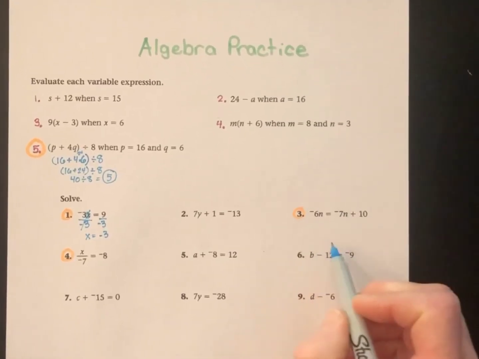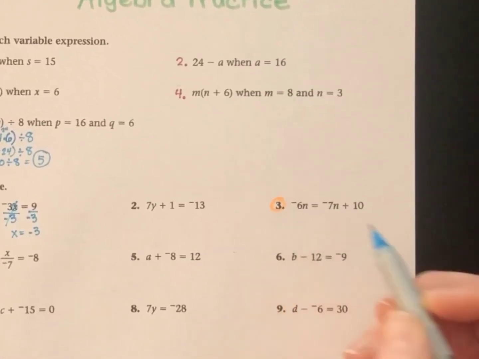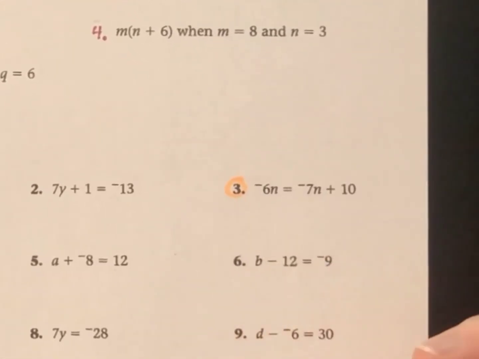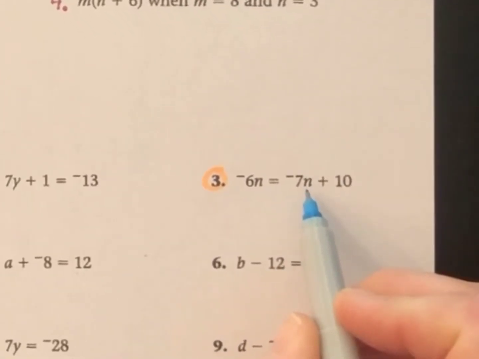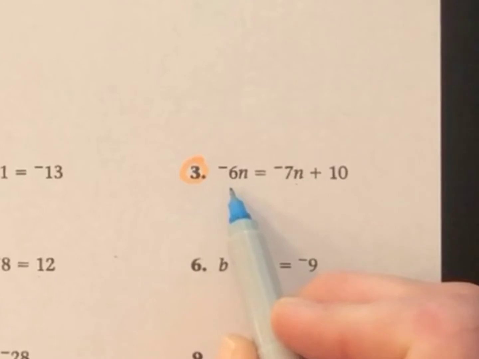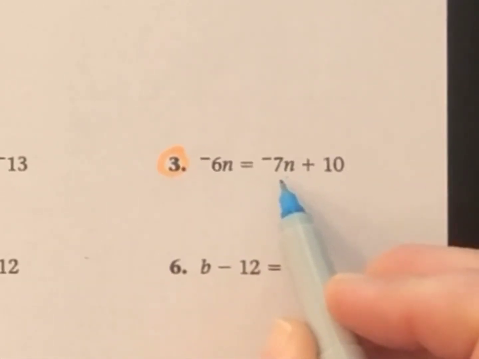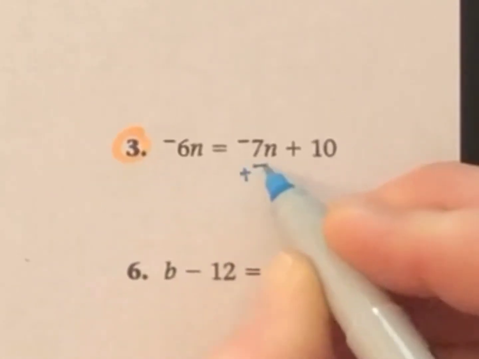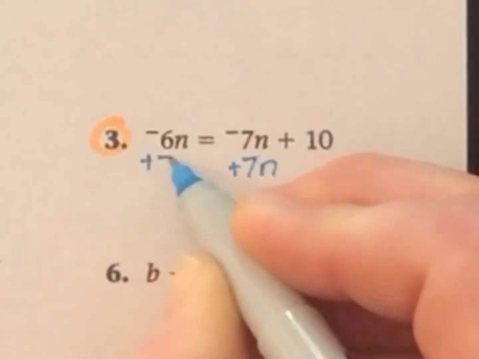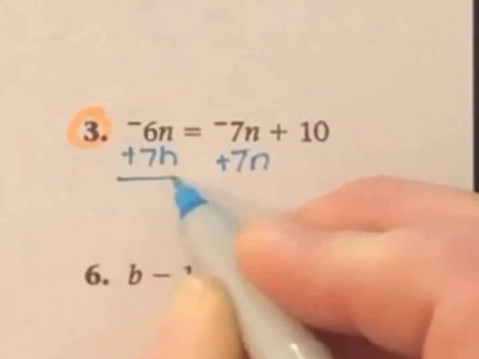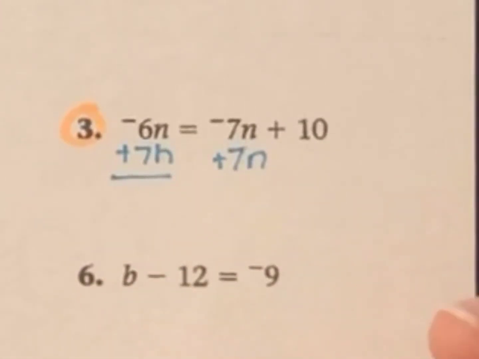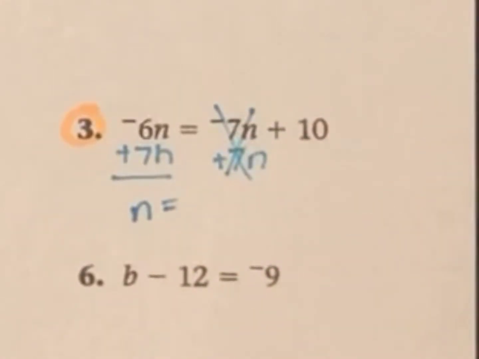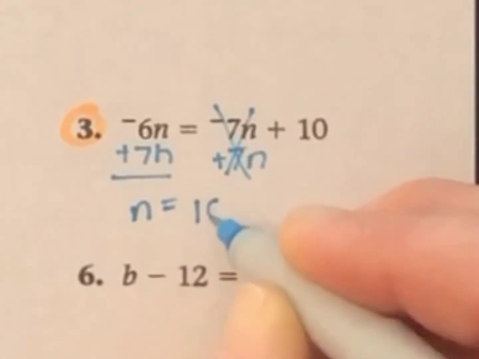Let's come over here and look at number 3. Before I can get the n all by itself, I see that I've got it on both sides. So I need to get that n from here over onto this side. In order to do that, I have a negative 7n. So I'm going to add 7n to both sides. It's the inverse. Negative 6n plus 7n gives me n equals, now I got rid of that, 10. Oh, well, that was easy.